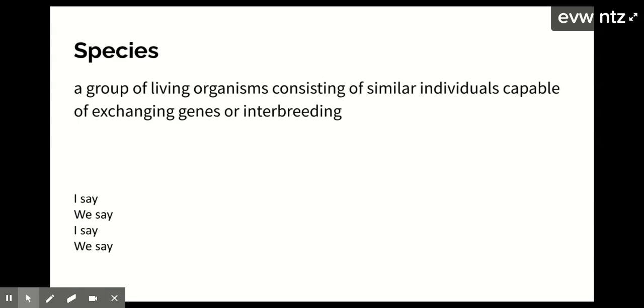Let's say it twice. I say it first, and then you repeat. Species. A species is a group of living organisms consisting of similar individuals capable of exchanging genes or interbreeding.